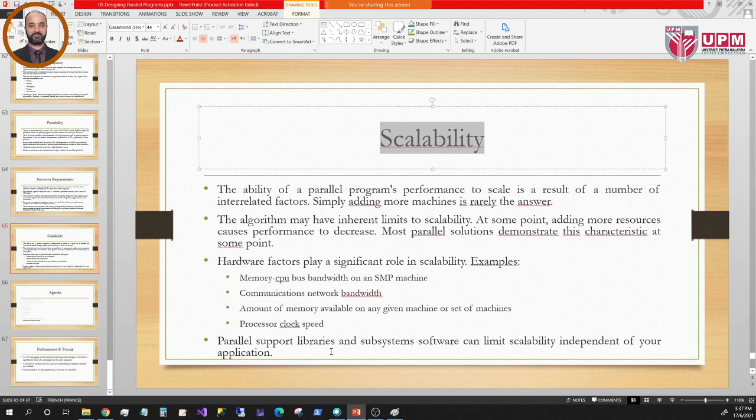But in that scenario, if we increase the number of processors, the cost will increase, but the program will not use those extra 4 processors. And also the memory speed, memory-CPU bus bandwidth, and communication network bandwidth are very important, and most of the programs are scalable in terms of those changes, or in terms of those resources.